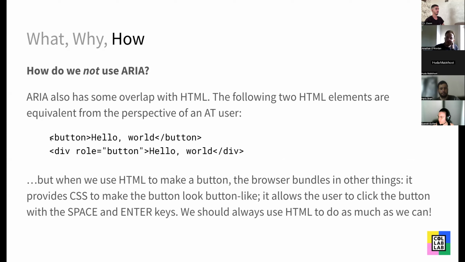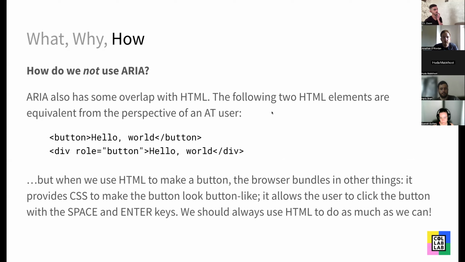If you have a semantic element for your use case, use it. If not, then you can use ARIA, and you can use the ARIA attributes to do that. So this was an example of how not to use ARIA.